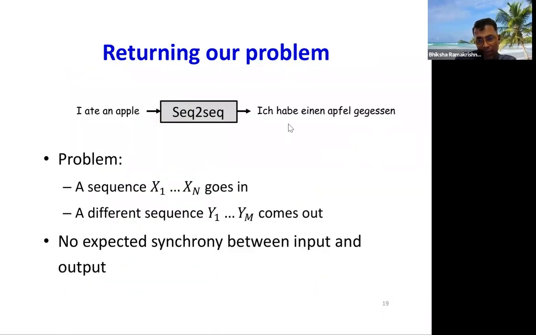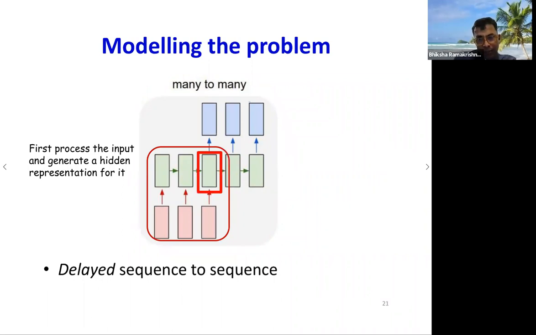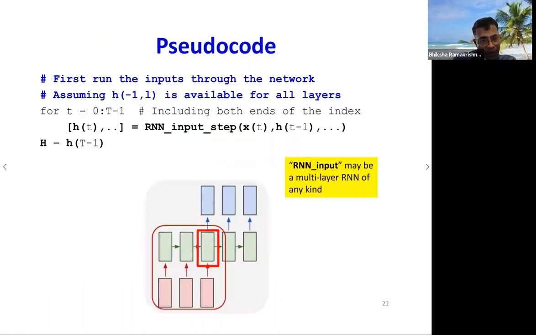Now going back to sequence modeling without input-output synchrony of any kind, we will model the problem with the network with this kind of structure, the delayed sequence to sequence model. The model has two components. The first component is this portion of the model, which processes the input. And at the end of the input, it generates a hidden representation, which is this box, for the entire sentence. So I have some pseudocode over here. We loop through time, recurrently computing the hidden state. The final output is the hidden state at the final time. That's the final output. And that is the hidden representation of the sentence.